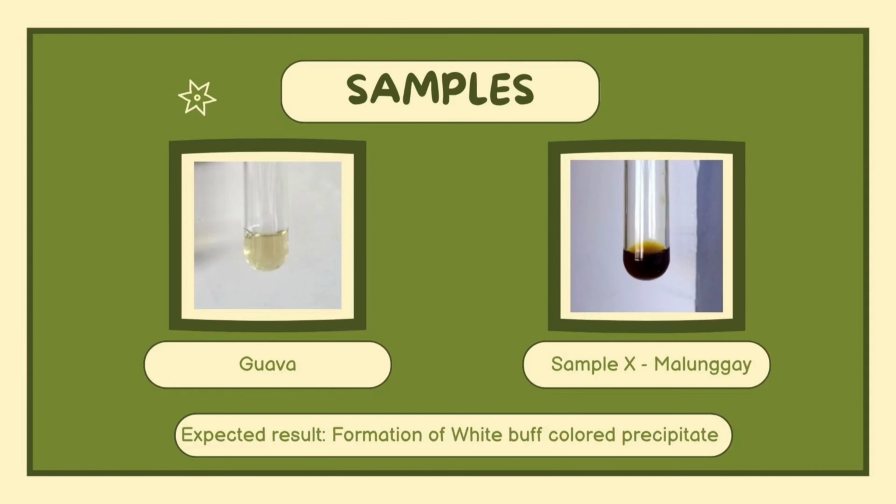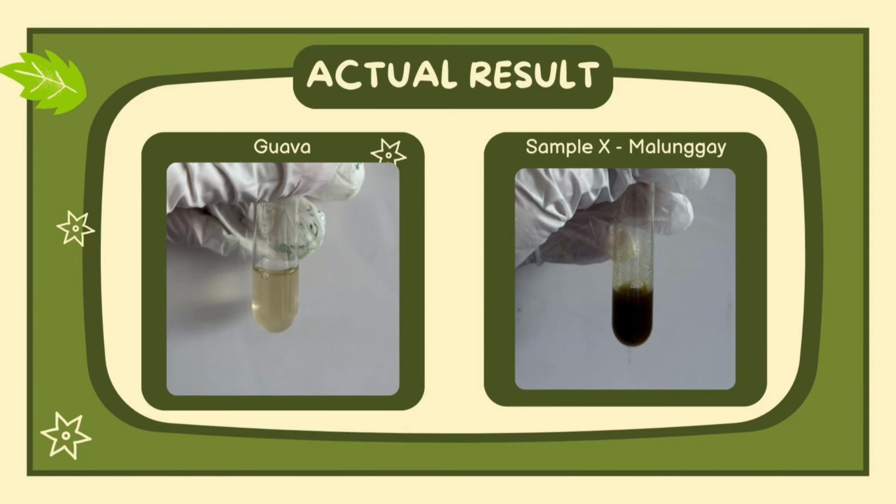The expected result in a gelatin test is the formation of a white, buff-colored precipitate. However, the actual result for guava is a yellow solution with white precipitate, and for our sample X, which is Moringa oleifera leaf extract, a brown solution was observed.